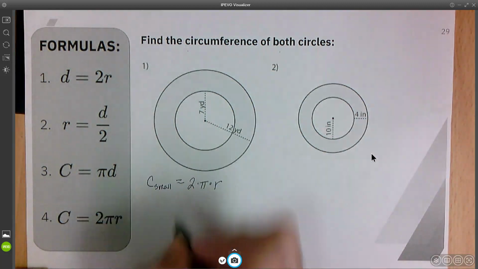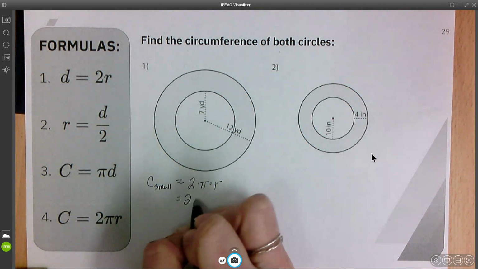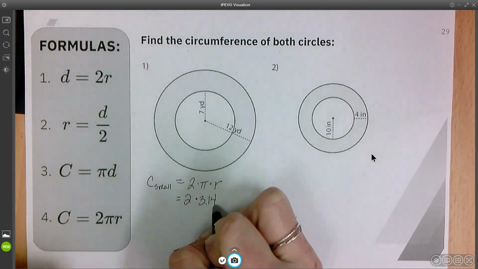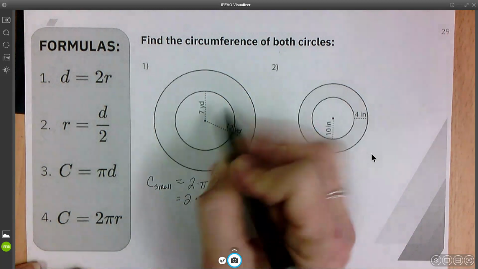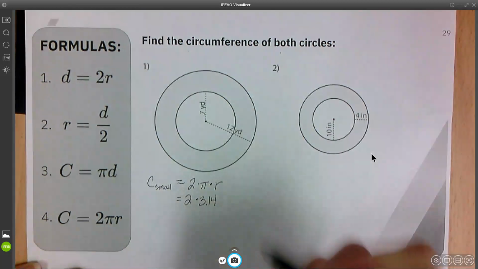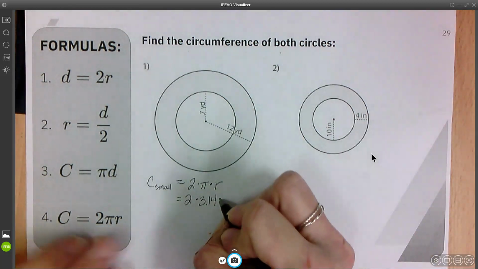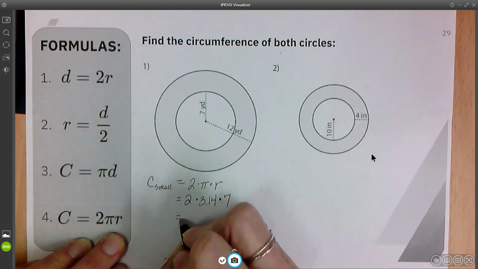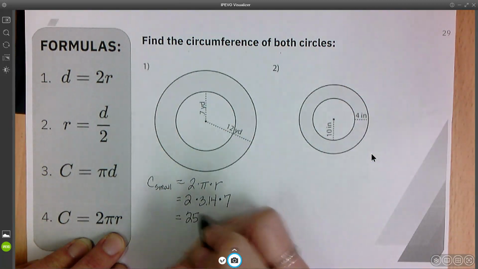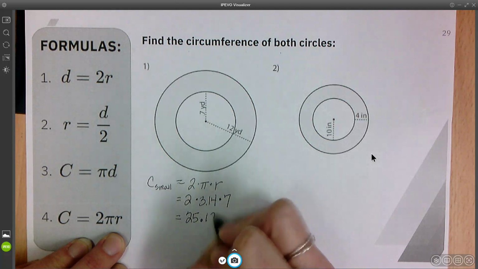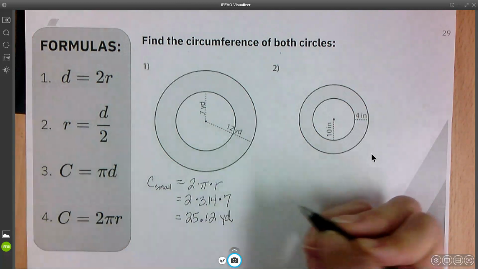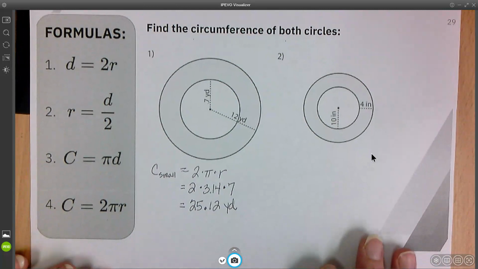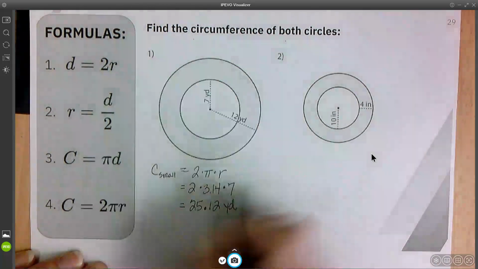So when I substitute everything in to get the circumference, 2 stays the same. For pi, I'm going to use 3.14, but you can certainly use 22 over 7 since this is a multiple of 7, and times the radius, which in this case is 7. And when I substitute all that in and plug it into my calculator, I get a circumference of 25.12, and then I always use my unit of yards. So that's for my smaller circle. Done. Now we're going to do the larger circle.